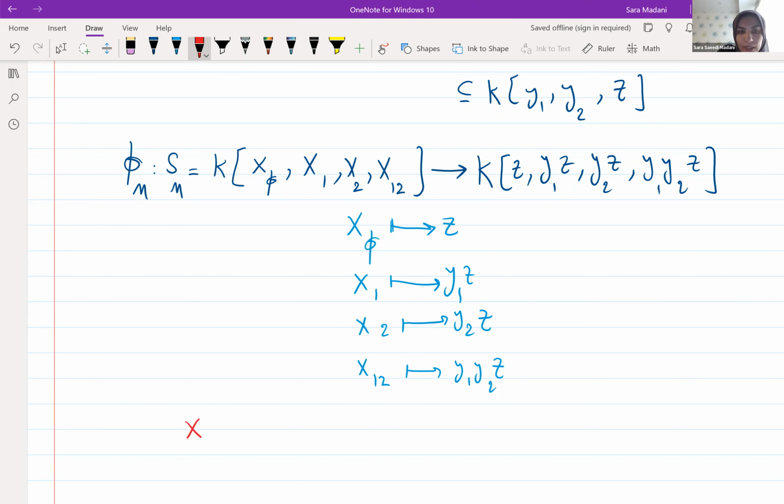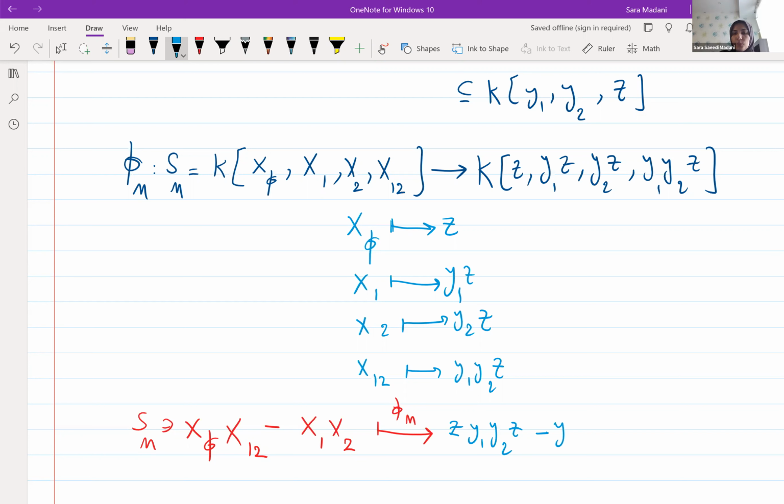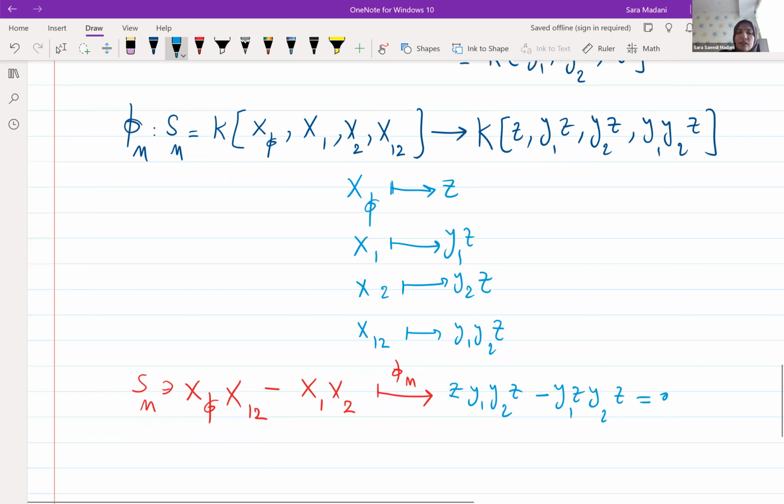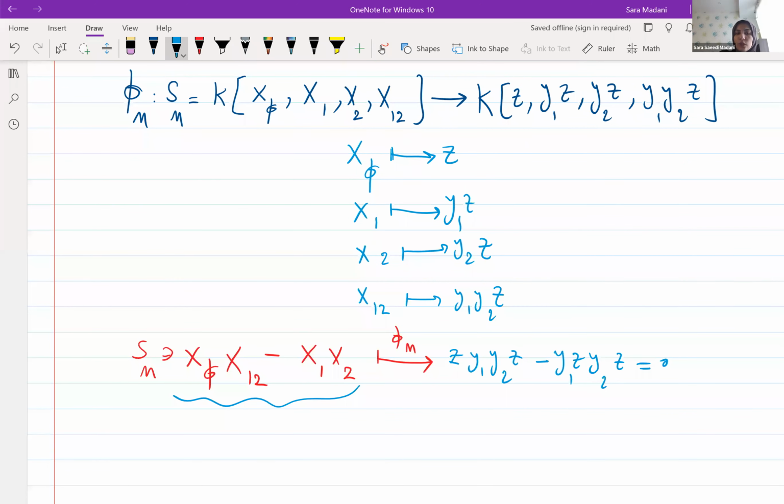So if we look at X empty X12 minus X1 X2. This element is inside S_M, and by phi M goes to what? Okay, X empty goes to Z, X12 goes to Y1 Y2 Z, minus X1 goes to Y1 Z, X2 goes to Y2 Z. So they are equal, right? Y1 Y2 Z squared are both. So this is 0. So for the moment, at least we have an element inside the kernel, but the kernel was just our cycle ideal of matroid M.